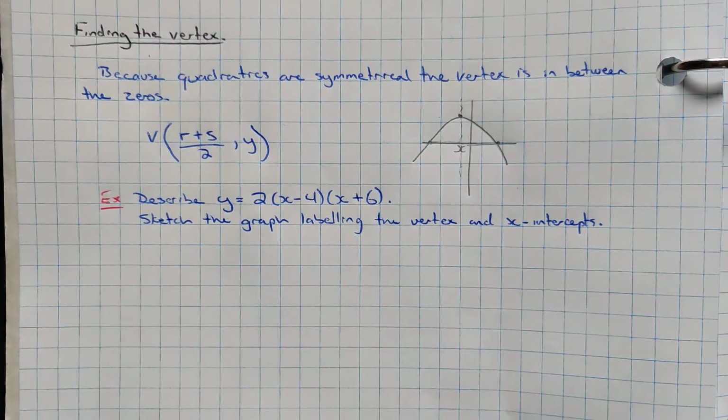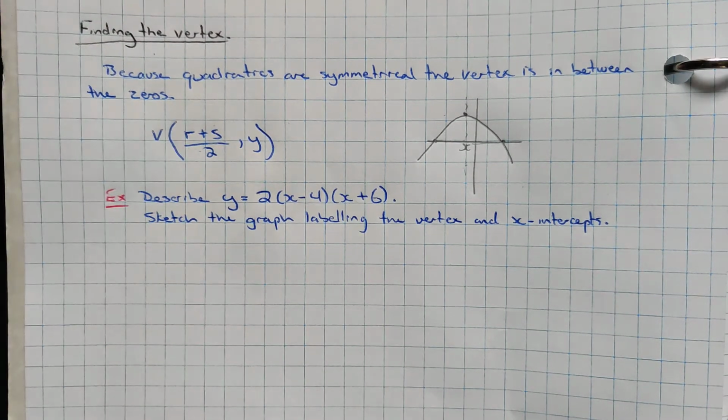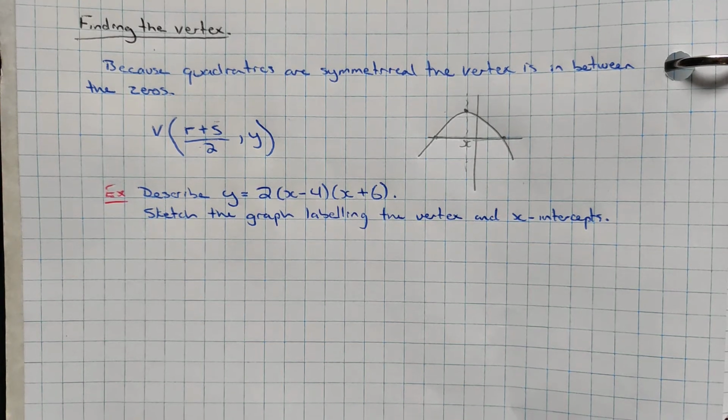How do you find the middle of two numbers? Simply add them and divide by 2. So we take our two zero values, the r and the s, we add them up and we divide by 2. That'll give us the x value of the vertex, and then we can just simply use the equation to find the y value. Let's take a look at an example of that.